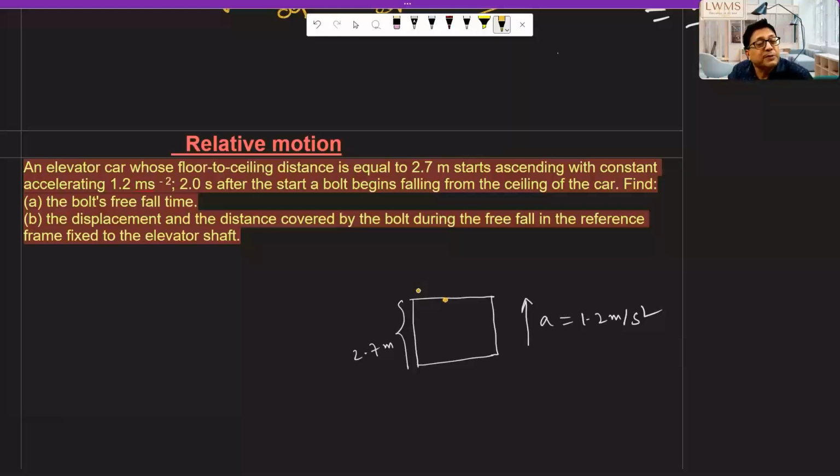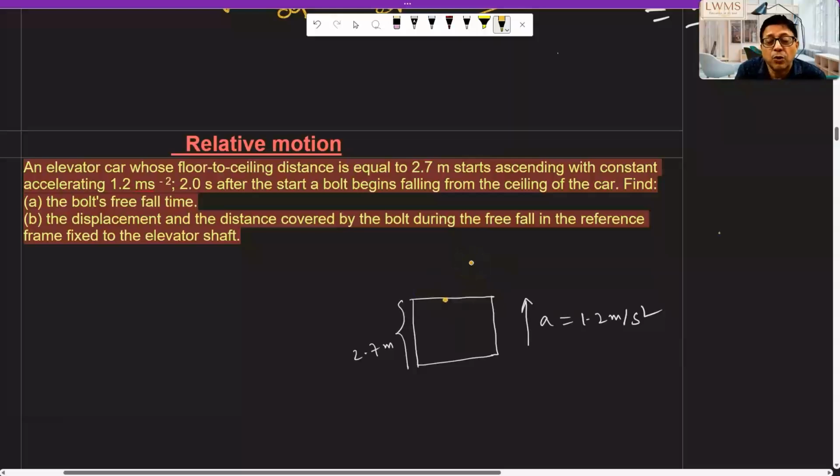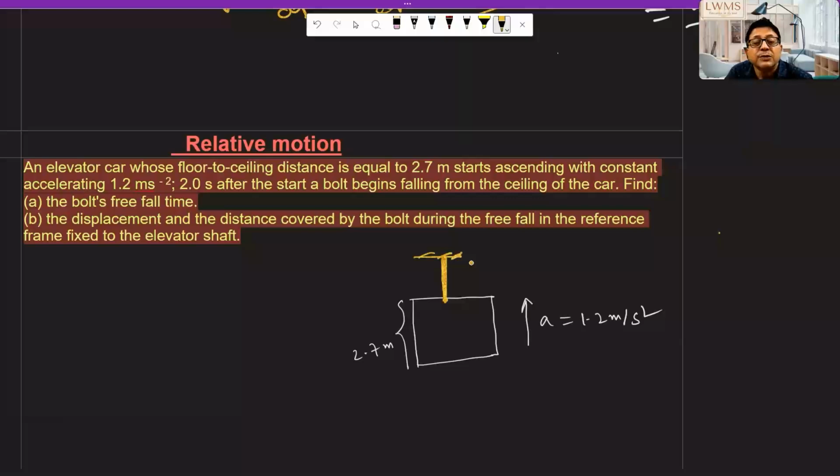The question is the bolt's free fall time, displacement and distance covered by the bolt during the free fall in the reference frame fixed to the elevator shaft. Elevator shaft means that cord. This portion is called the elevator shaft. It is due to this shaft that it is getting force upward and moving. Whatever, that we will discuss later. So you have to discuss the motion with respect to something which is fixed in it. This is the problem.